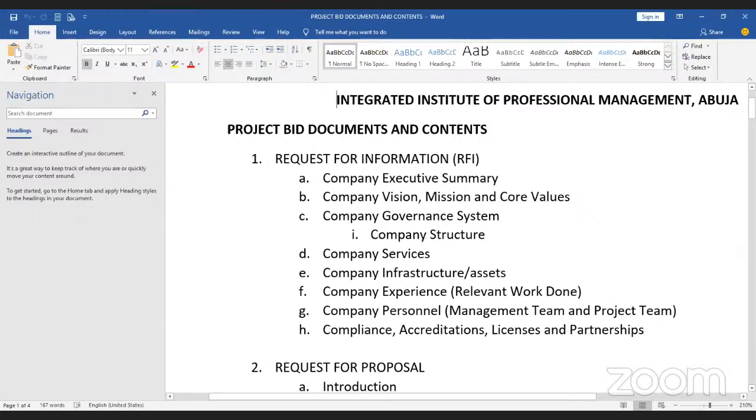In your company personnel, please tell us your management team and your project team. And if there are other support staff, please tell us what they are going to do. Then provide us with all evidence of your compliance, accreditations, licenses, and partnerships. This is what we need in your request for information. Expression of interest is basically what we need. Before I go forward, do I have any question here?